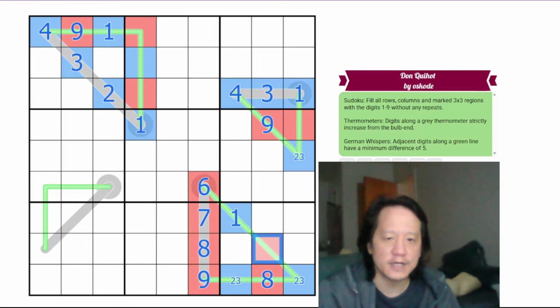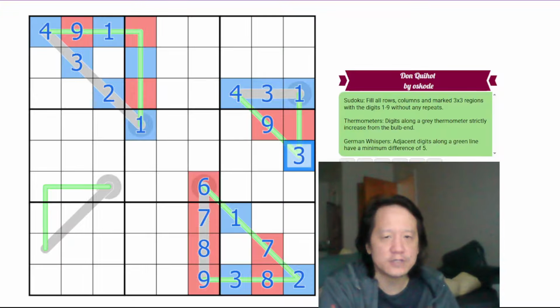And this is not 8 or 9. It must be 7 next to 2 unique digits on a whisper 5 line. 7 can only be next to 1 or 2, so this is 2. This is 3. 2 eliminates 2 here, so that's 3. 3 can only be next to 8 and 9 on a whisper 5 line, so that's 8.